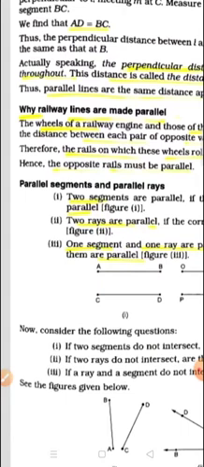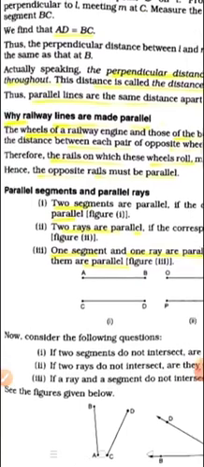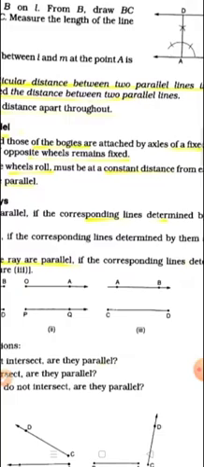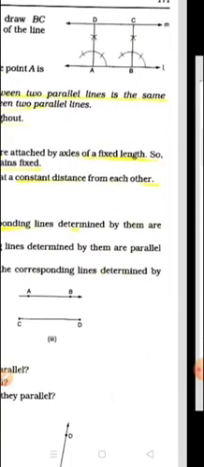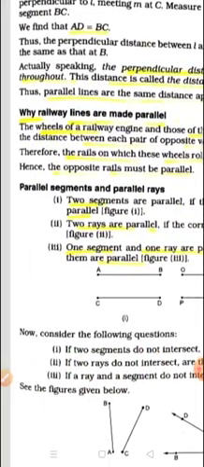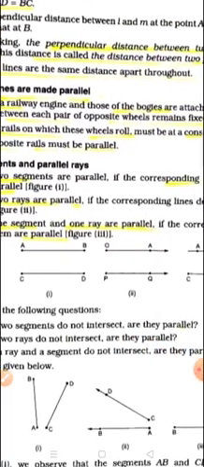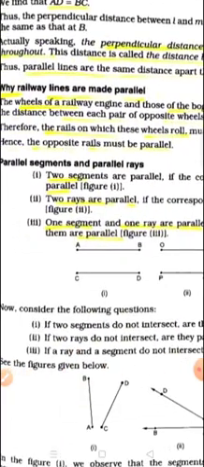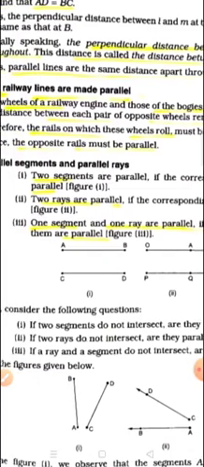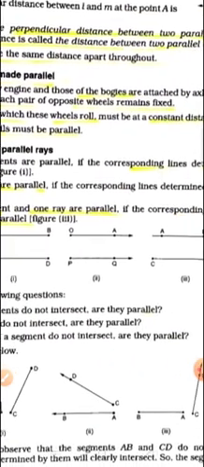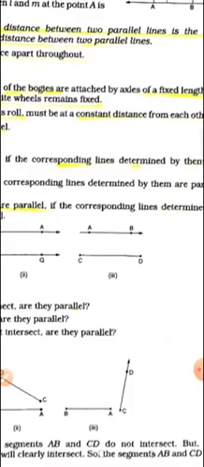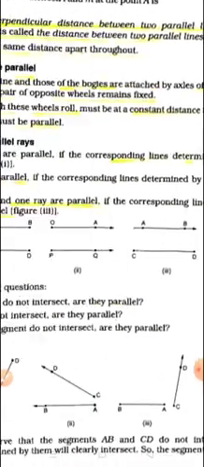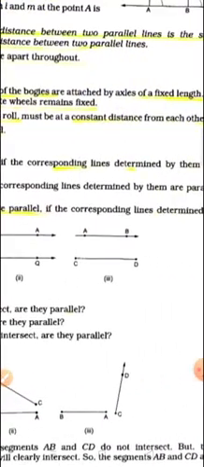Parallel segments and parallel rays. Two segments are parallel if the corresponding lines determined by them are parallel. See figure 1. Two rays are parallel if the corresponding lines determined by them are parallel. See figure number 2. One segment and one ray are parallel if the corresponding lines determined by them are parallel. See figure number 3.